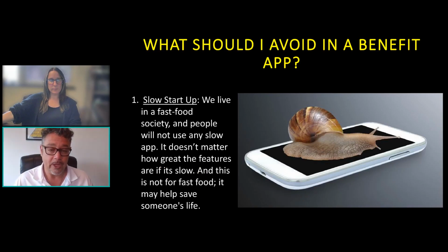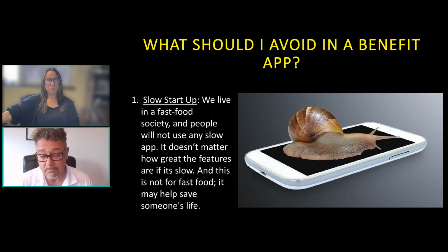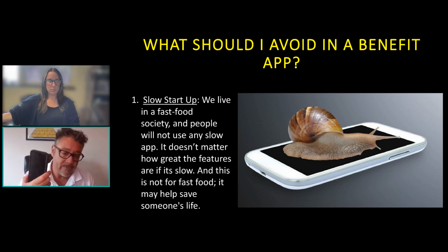Here's another favorite. Hopefully you've never seen this snail or this slug on your phone, but people don't use apps today that are slow. Now, I want you to think about this. We're not in an industry, and again, I'm speaking to benefit advisors and people within our industry. Think about a person who is having a mental health challenge or a medical emergency. Now, they shouldn't be using their phone or their app for the medical emergency, but let's say they're having a mental health challenge. Let's say they're contemplating suicide in that moment and they want to reach out to their EAP provider on their phone.